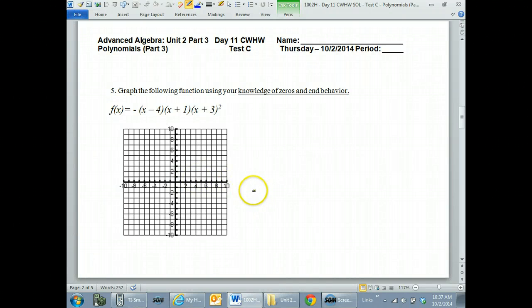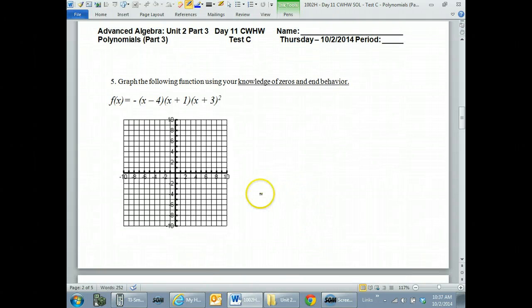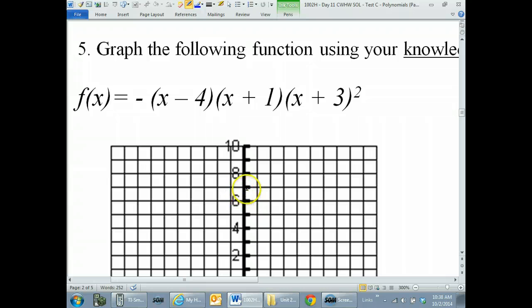This video is part 3 of our review for polynomials. So let's take a look at number 5. Looking at number 5, there are 3 key pieces of information that we need to get a good graph going. The main thing, of course, is the zeros. So let's start with that.